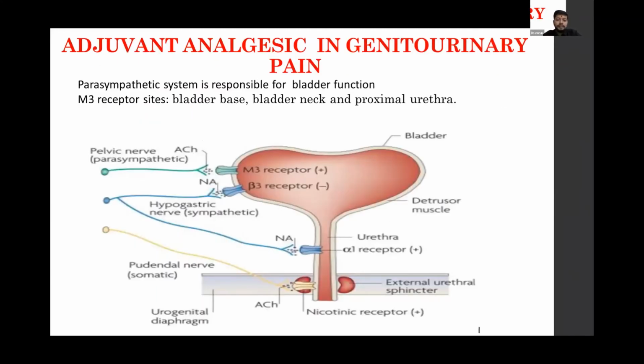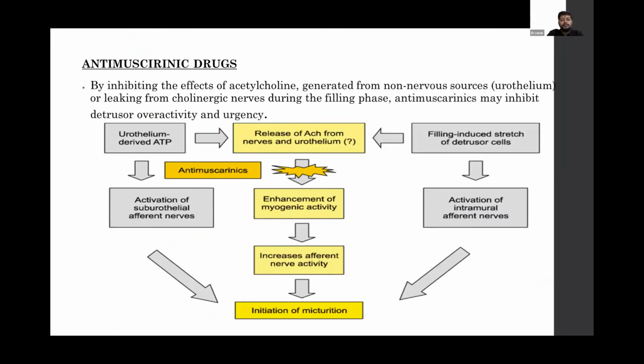Then other adjuvant analgesics in genitourinary pain. The mechanism for these adjuvants: they act on the M3 receptor, and the M3 receptor sites in the bladder are the bladder base, bladder neck, and the proximal urethra. The M3 receptor is parasympathetic and the neurotransmitter for this M3 receptor is acetylcholine. The mechanism of these antimuscarinic drugs is the inhibition of the acetylcholine effect, which is generated from non-nervous sources like urothelium or leaking from the cholinergic nerves during the filling phase.